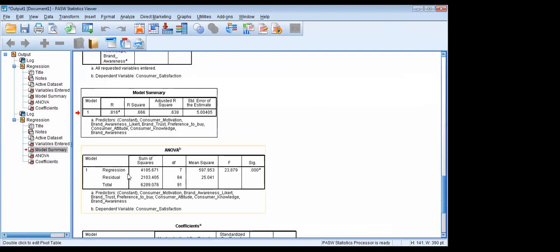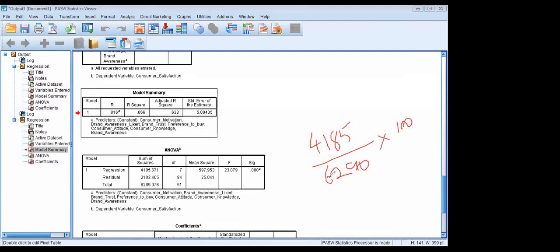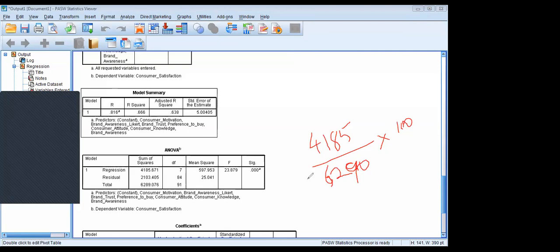Now the result is also good. If you find the regression out of the total 6,289, that is the score. See, 4185 divided by 6290. This is the variation score; multiply by 100. Can anyone tell me what the percentage is? 4185 by 6290 into 100. I will also work it out. The calculator is there.